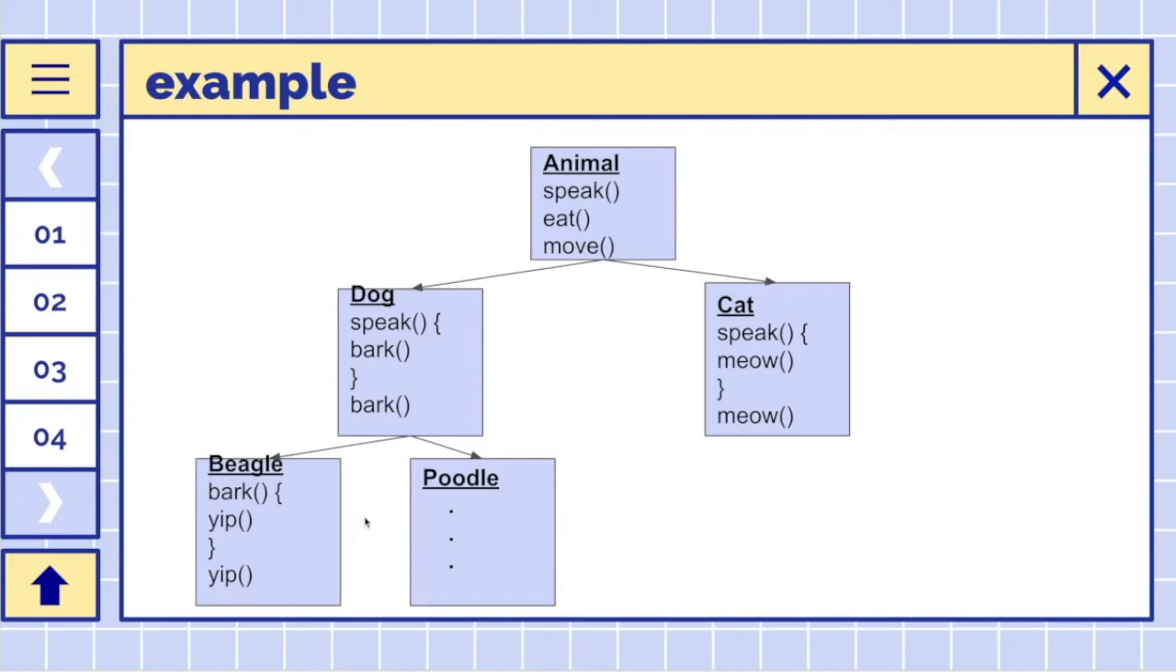And the same thing for Poodle, and you can do this an infinite number of times, but you can't have a subclass inherit more than one superclass. So it's only one superclass per subclass, but one superclass or parent class can have multiple subclasses.